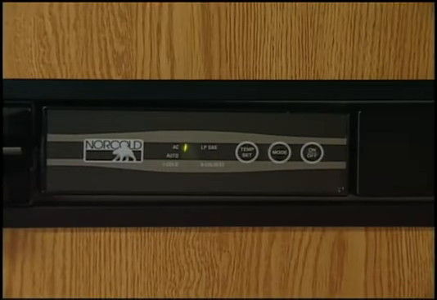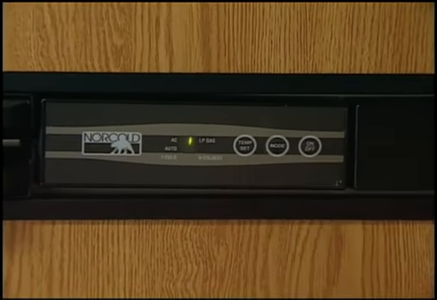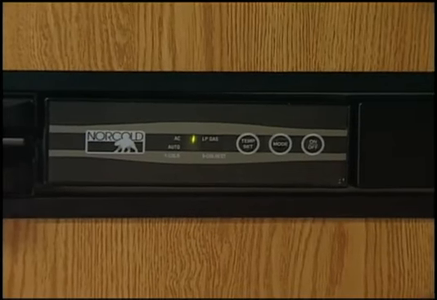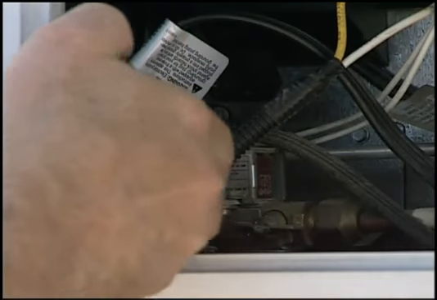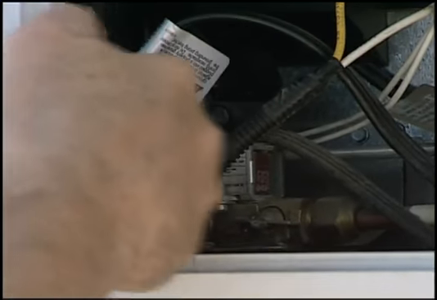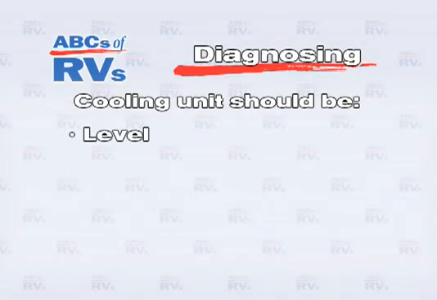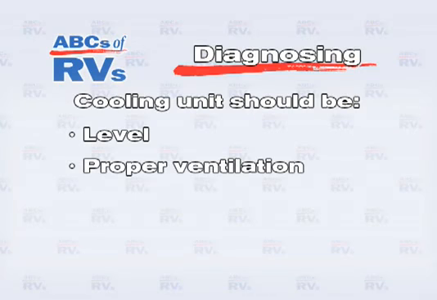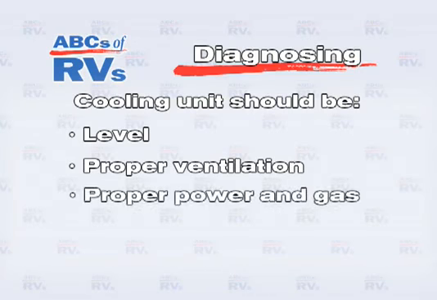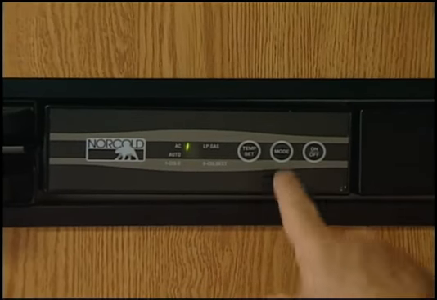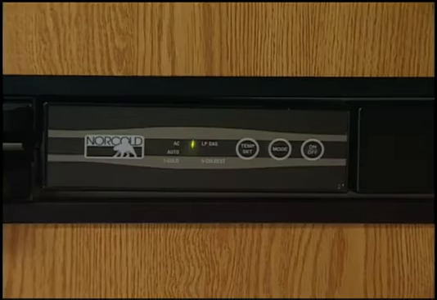To test the gas safety valve, start the refrigerator in the LP mode. Open the lower intake vent and remove one wire from the gas safety valve. Within 30 seconds, the flame should extinguish. Before diagnosing a cooling unit, make sure the unit is level. You have proper ventilation in the back compartment and you have proper power and gas. If the refrigerator cools in one mode of operation but not the other, the cooling unit is not the problem.